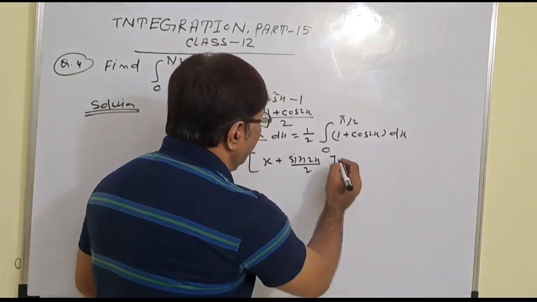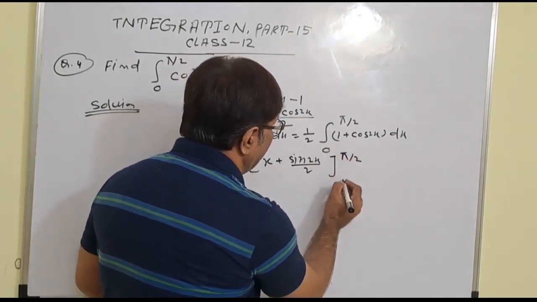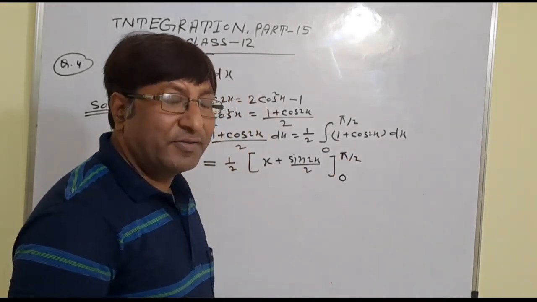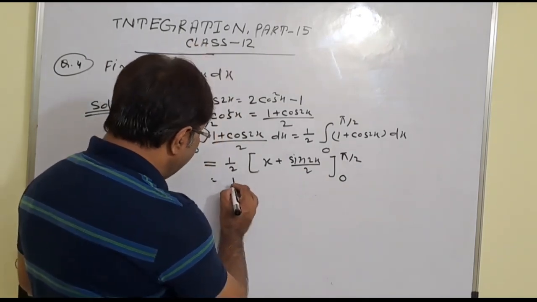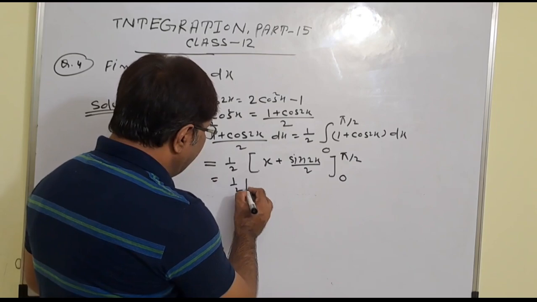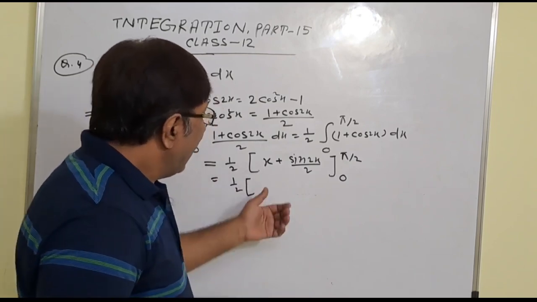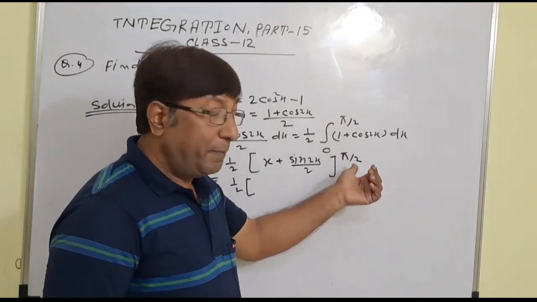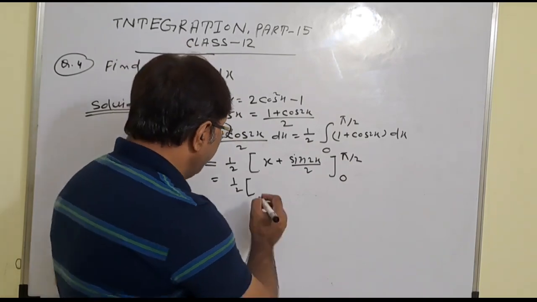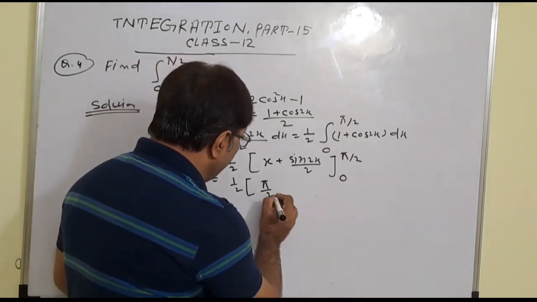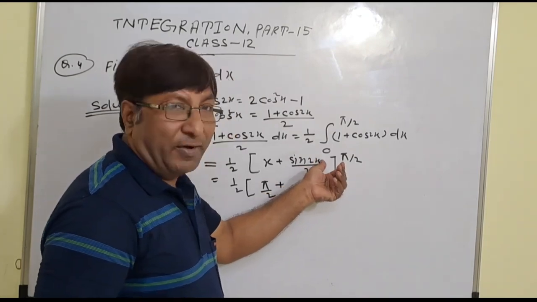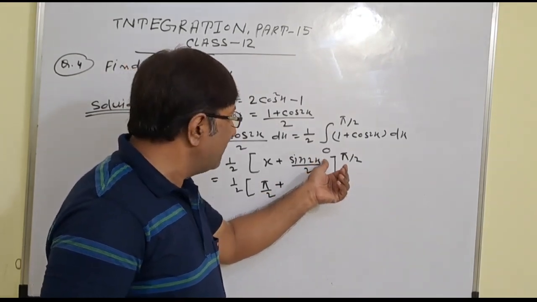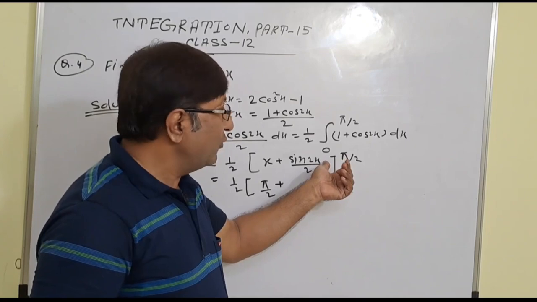Now the upper limit is what? Pi by 2, and the lower limit is 0. Now the rule is what? Here we already have half. It is okay. And now just put the upper limit value in the place of x. So we'll get what? x, that is pi by 2, plus sine 2 into pi by 2. So we'll get what? Sine pi. And sine pi, you know, is 0.